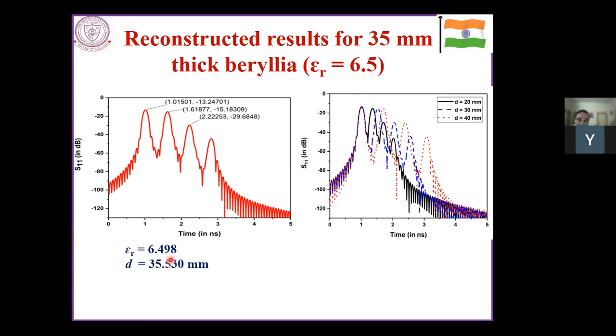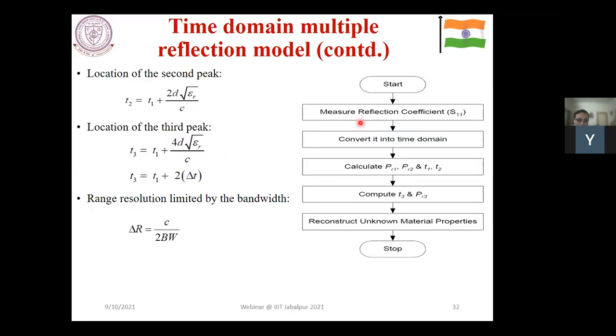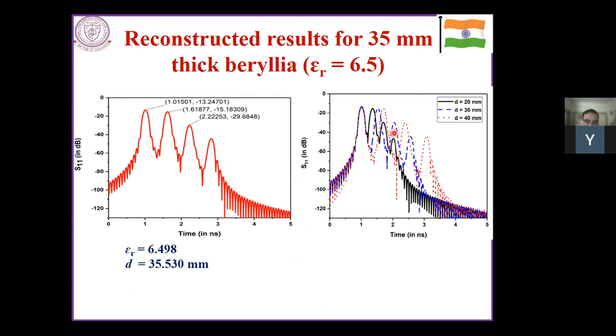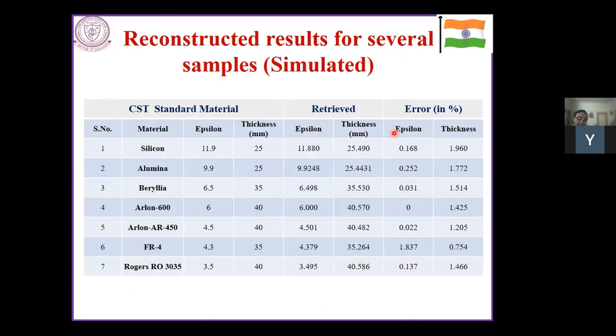Now, if you change the thickness of the material, you can think this way. If I change the thickness, the occurrence of the first peak will not change. However, the occurrence of PR2 or PR3 will change. The second and third peak timings undergo change, or rather they increase, since the thickness gets enhanced. Whatever I have shown for beryllia, you can do the same thing for other samples also.